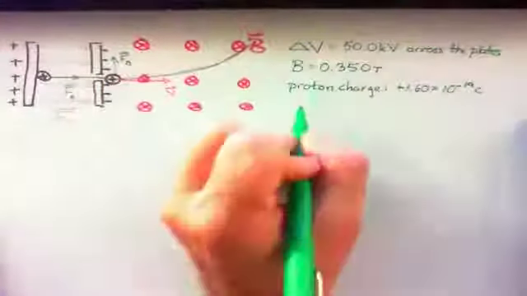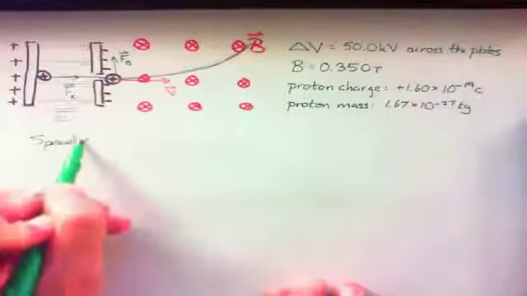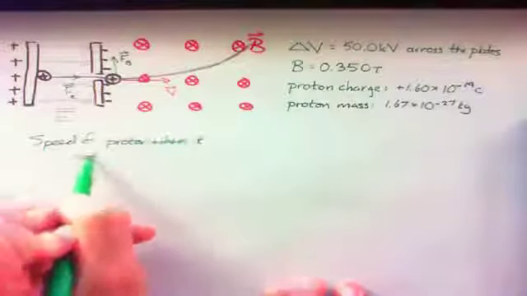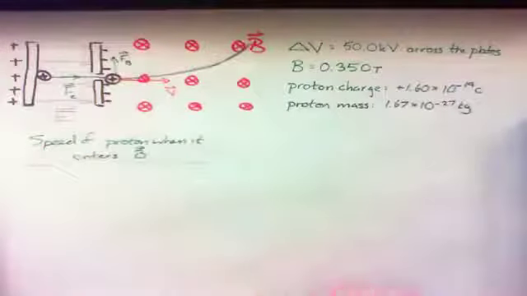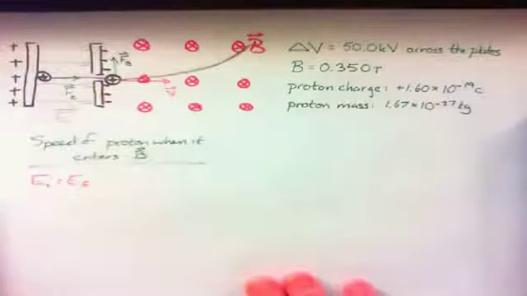And I want to know two things. I want to know the speed of the proton once it enters the magnetic field. So right as it goes through that hole in the negative plate. Well, there's a couple ways we can do that. We could use energy conservation.